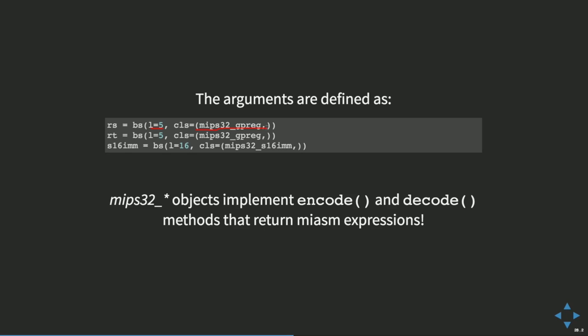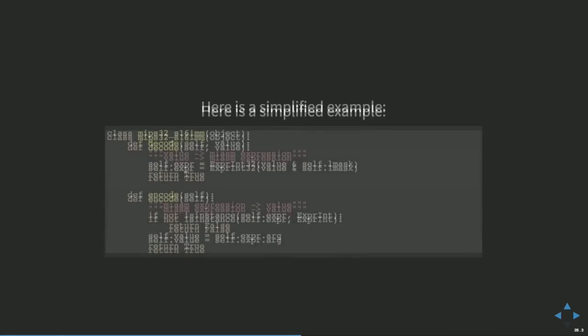All of these MIPS32 objects, or whatever, let's say a MEP object, need to implement encode and decode in order to return MySM expressions. MySM will take care of everything, like getting some bits from the binary and calling this method. That's why I'm saying it's really expressive and really easy to add a new architecture.